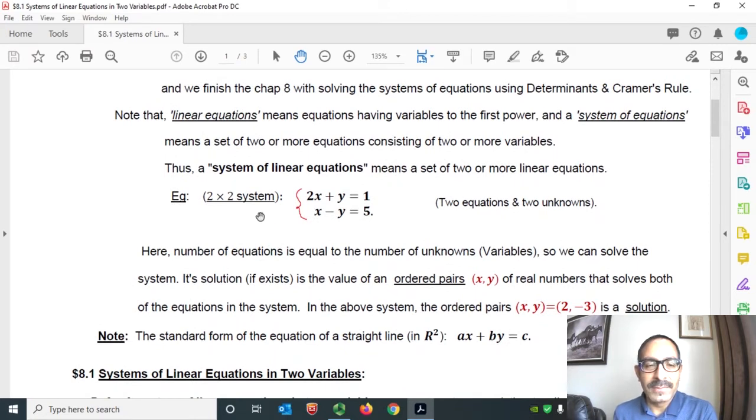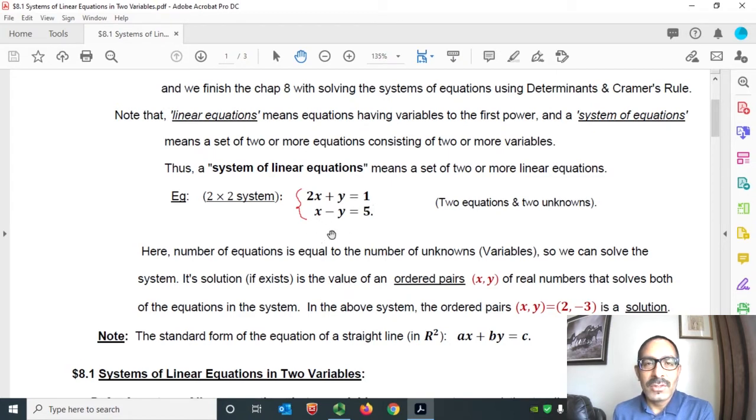For example, this is a 2 by 2 system, so we have two equations and we have two unknowns. Here, the number of equations is equal to the number of unknowns. Unknown means the variables here. So here, x and y are two unknowns or variables to be determined.